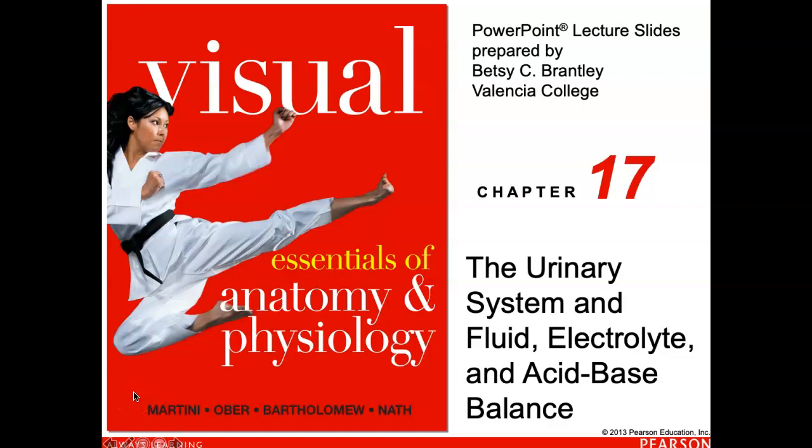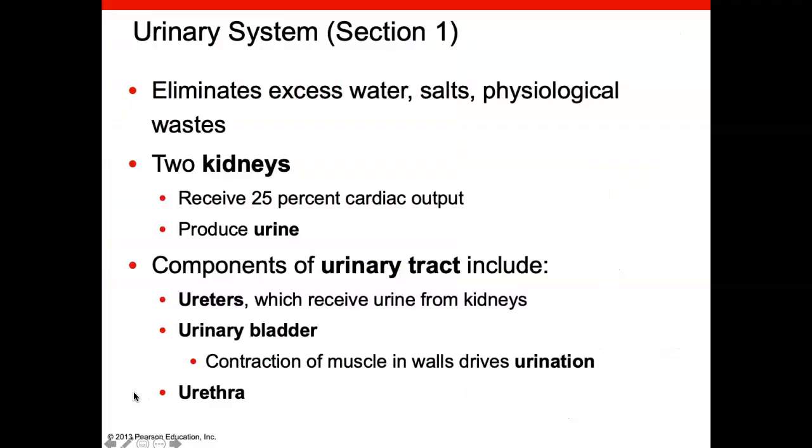Welcome to Chapter 17, which is mostly the urinary system. The urinary system eliminates water and salts and wastes. We have two kidneys. They filter the blood. 25% of our cardiac output goes to the kidneys and produce urine from the components they remove from the blood.